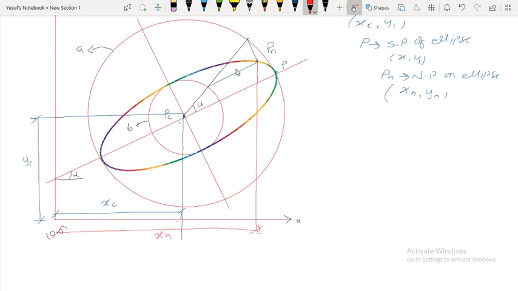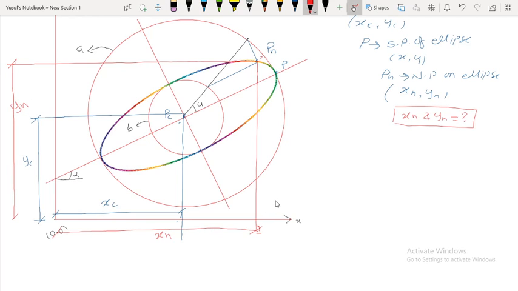If I draw a horizontal line from Pn, this vertical length is Yn. And you have to calculate Xn and Yn. So we have to develop one equation to calculate Xn and Yn. It is your task to calculate Xn and Yn.